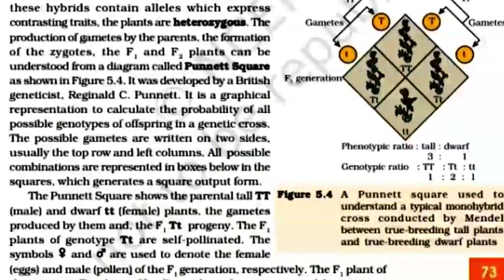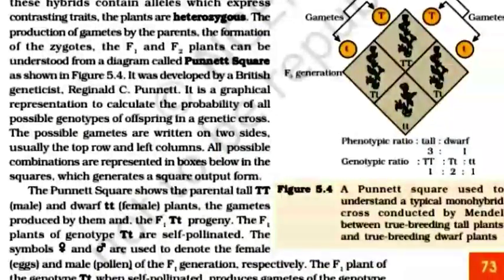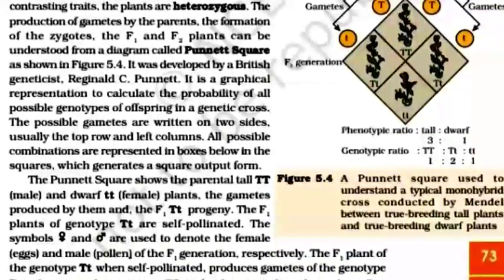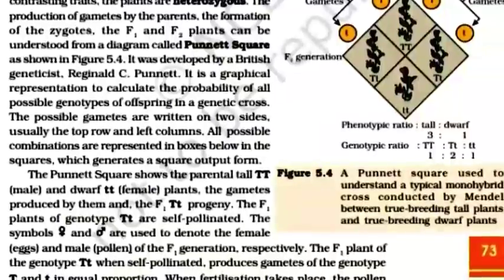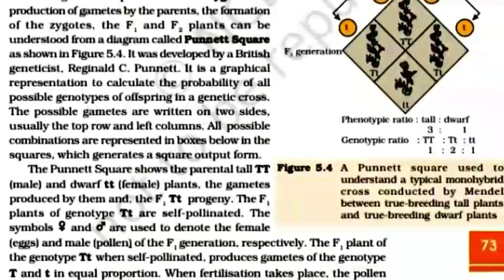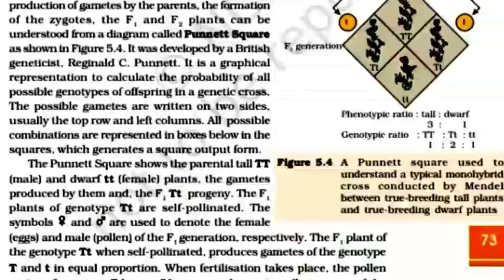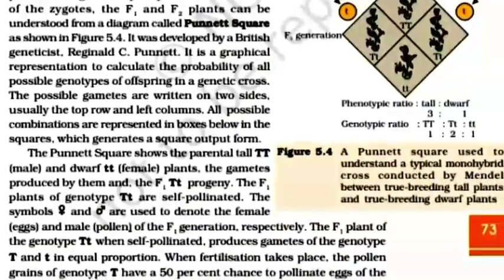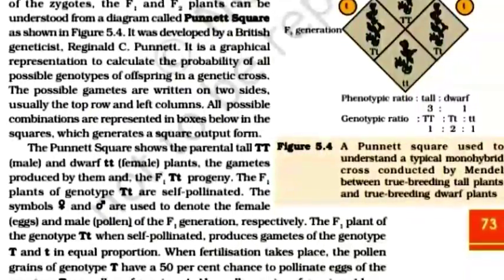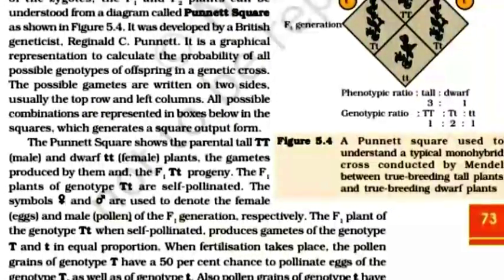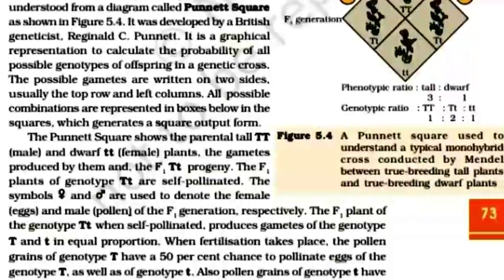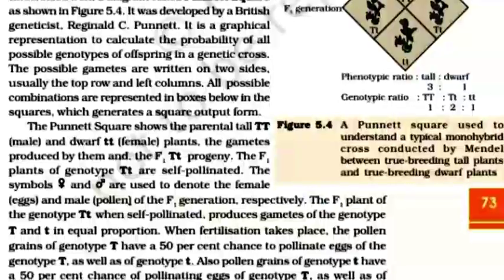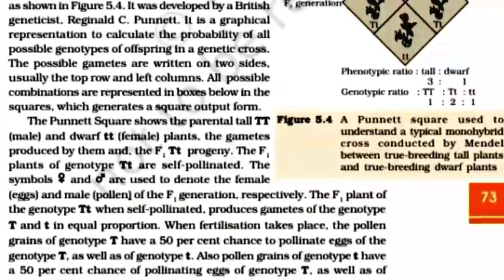The Punnett Square shows the parental tall capital T capital T male and dwarf small t small t female plants, the gametes produced by them, and the F1 capital T small t progeny. The F1 plants of the genotype capital T small t are self-pollinated. The symbols plus and arrow are used to denote the female egg and male pollen of the F1 generation respectively.